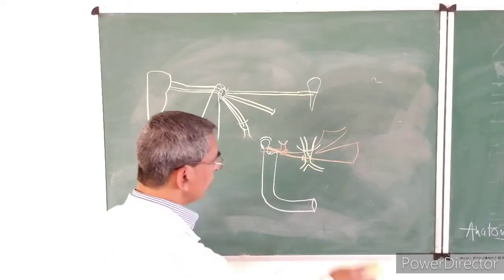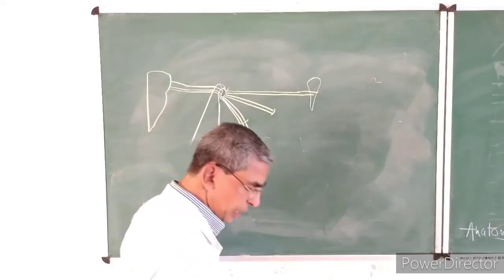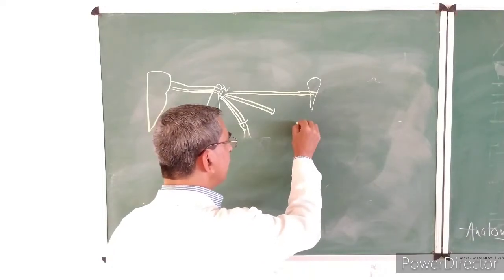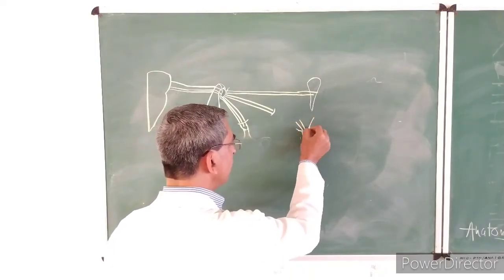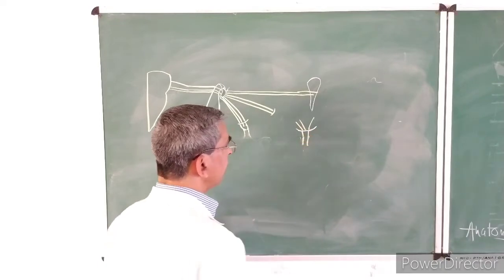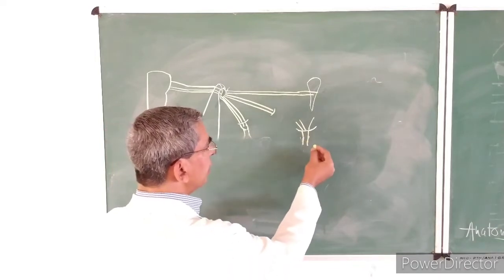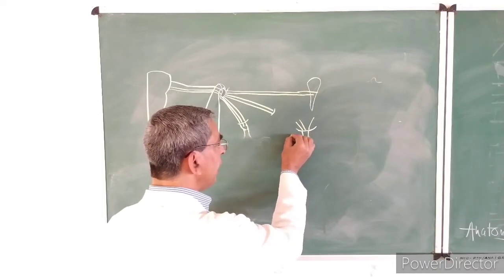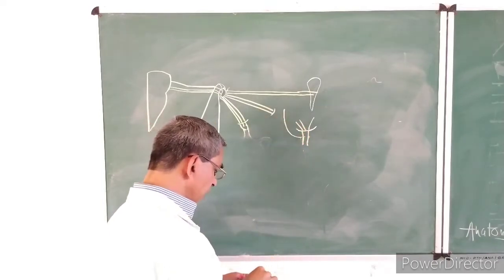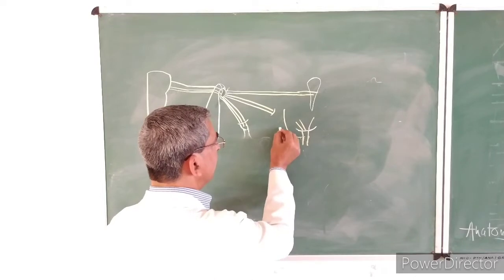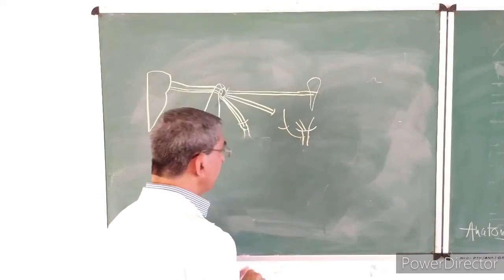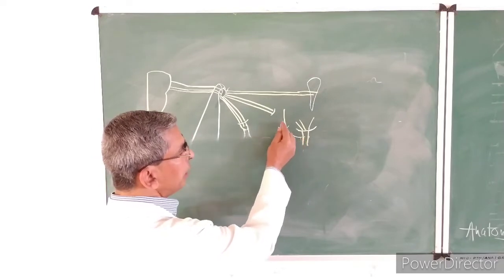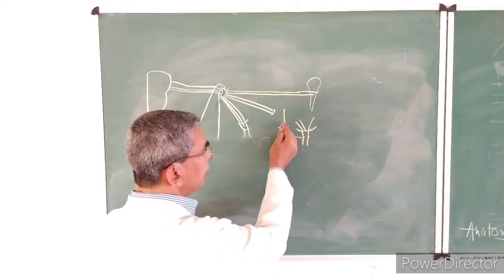Now what are the branches? Look here. First, branches come from the trunk. This is the foramen ovale. Here the two roots unite to form the trunk. From the trunk, the first branch is the nervus spinosus, or the meningeal branch. This meningeal branch comes from the trunk, passes posteriorly, and then enters the middle cranial fossa through the foramen spinosum. This is the foramen spinosum, and through it the middle meningeal artery enters. So this is the first branch, the meningeal branch, the nervus spinosus.